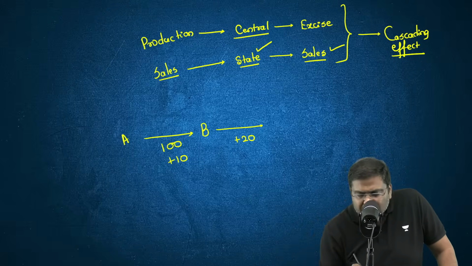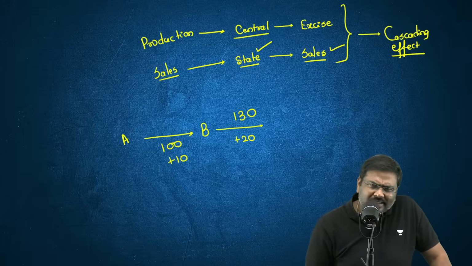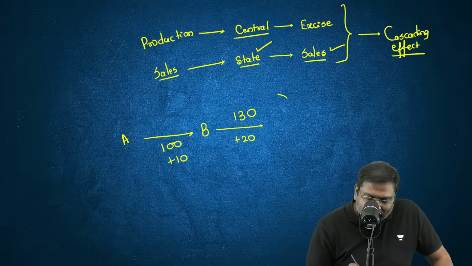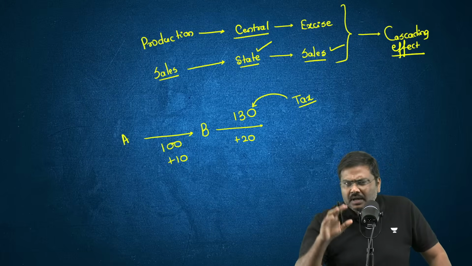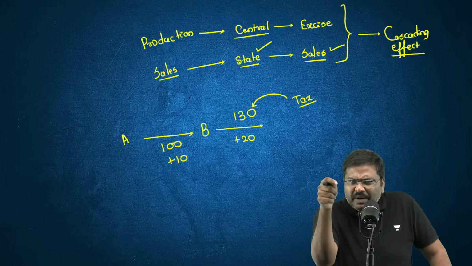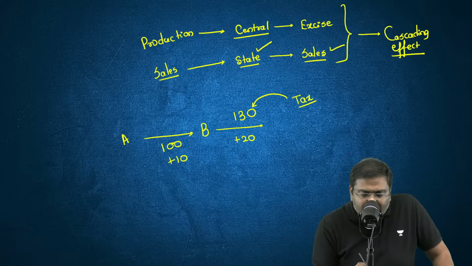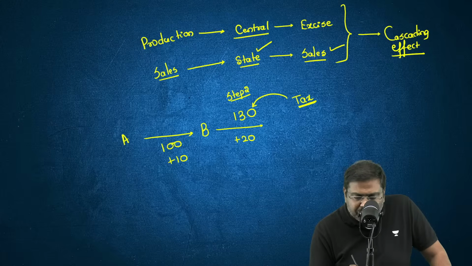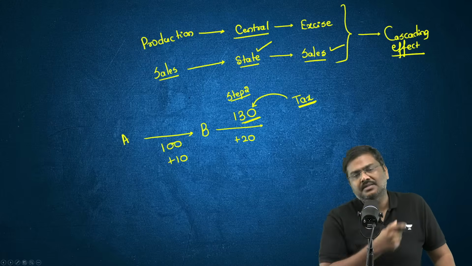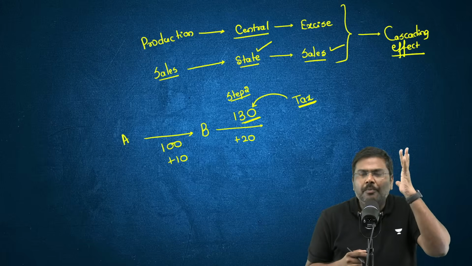Now B wants to sell it in the market. Now if the price is considered to be 130 rupees, let's say on this 130 rupees the government will impose a tax. Now, please tell me, can I simply say at this particular step, that is step number 2, there is a tax which is being imposed on an existing tax? Everybody is okay with the concept here? Do let me know.